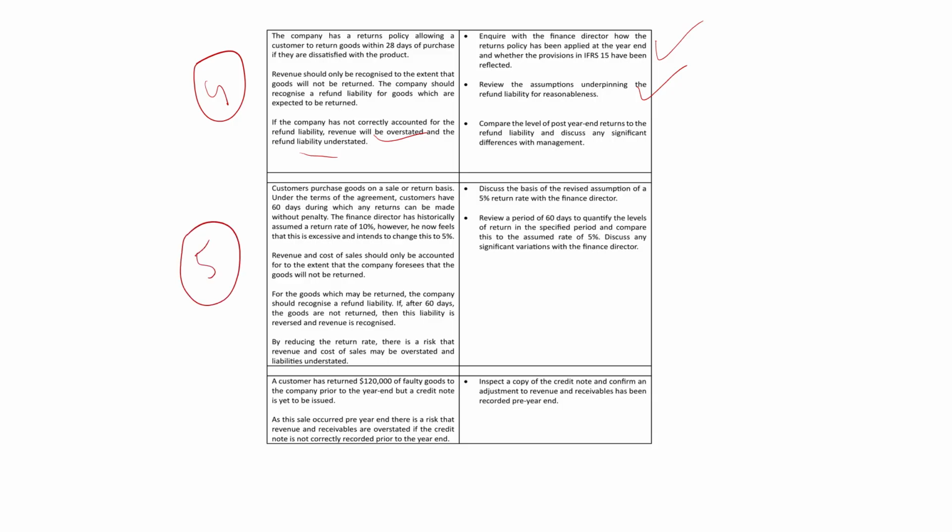In another example, quite similar, customers purchase goods on a sale or return basis, and under the terms of the agreement, customers have 60 days during which any returns can be made. The director has historically assumed a rate of return of 10%. However, they now feel that this is quite a bit and they've reduced it to 5%. Again, an element of manipulation is there.